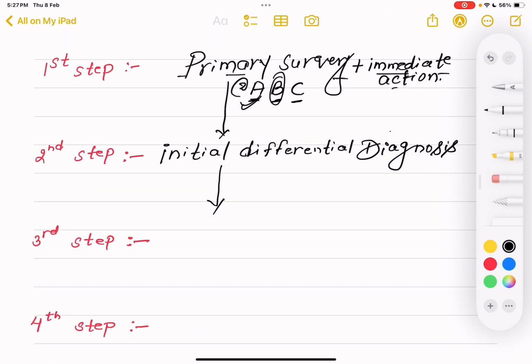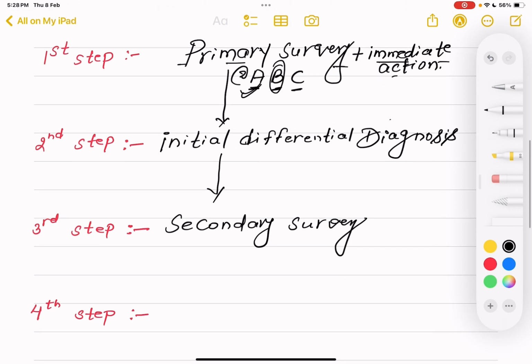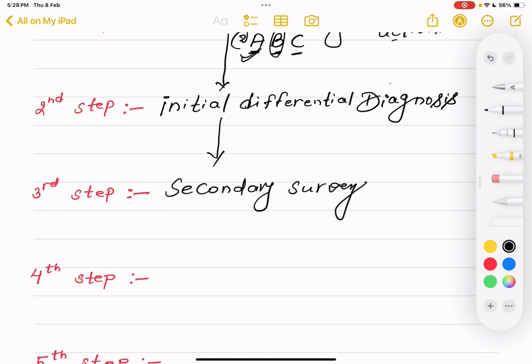So the third step is the secondary survey. We are not going to jump from the primary survey to the secondary survey, because in between them we'll be doing the initial differential diagnosis as per the history. Okay, so the third step will be the secondary survey. So what shall we do in the secondary survey?